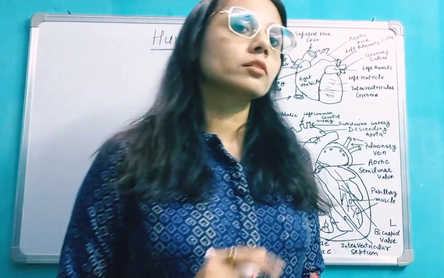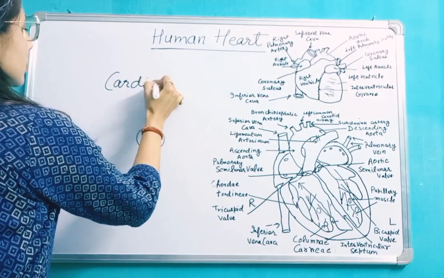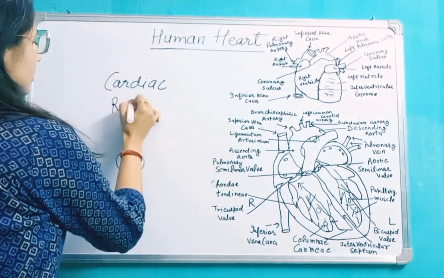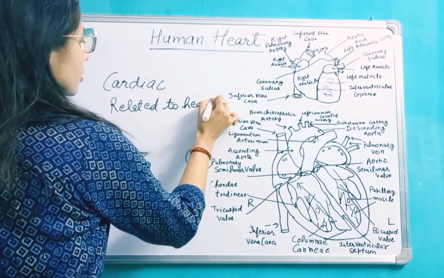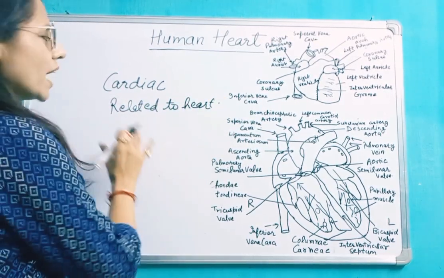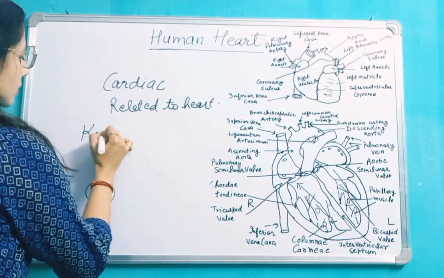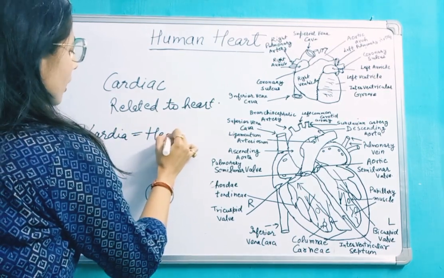Next, we move on toward the term cardiac. Cardiac means related to the heart. आया कहाँ से ये word? It comes from a Greek word, cardia. Cardia means heart.